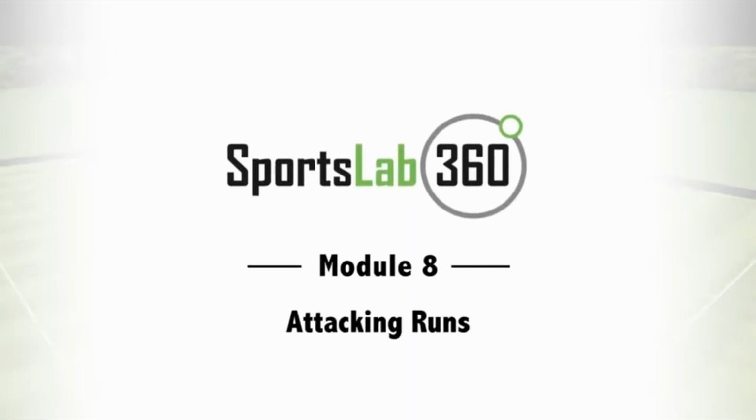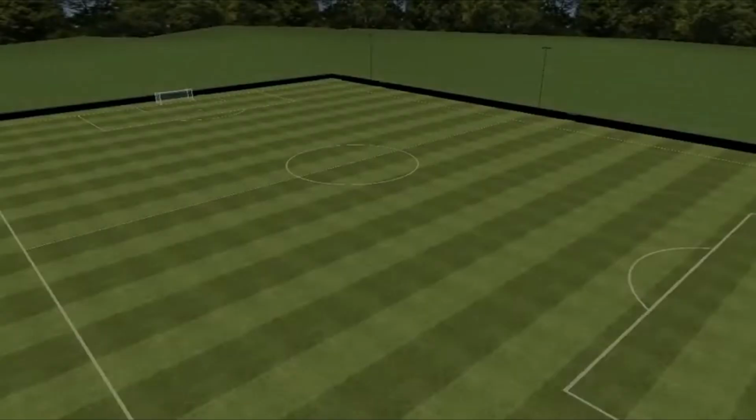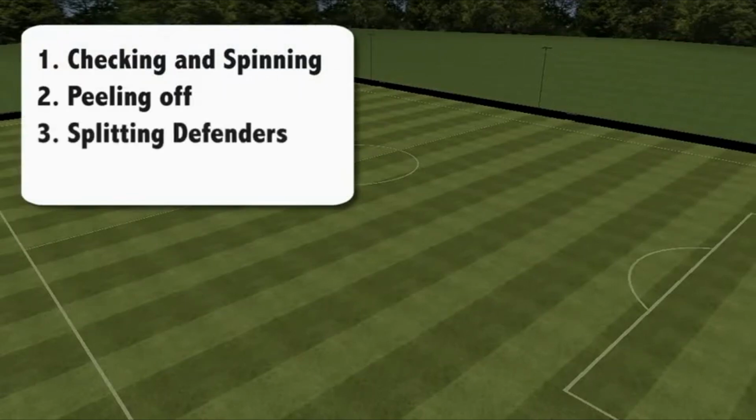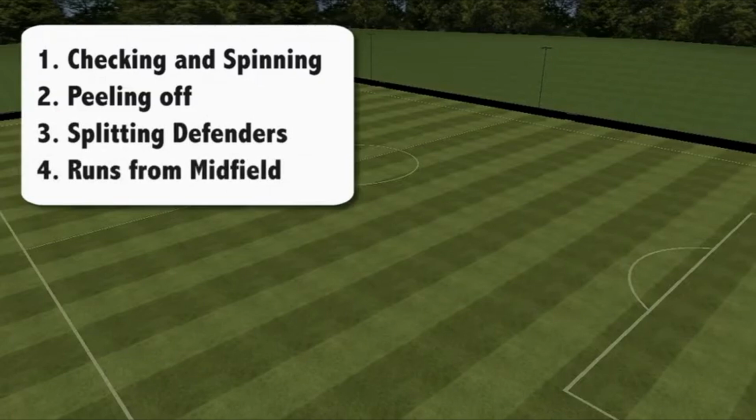Welcome to Module 8, Attacking Runs. In this module, we will look at 4 types of attacking runs, including checking and spinning out, peeling off, splitting defenders, and runs from midfield. You will first learn what they are, and then learn how and when to execute them.